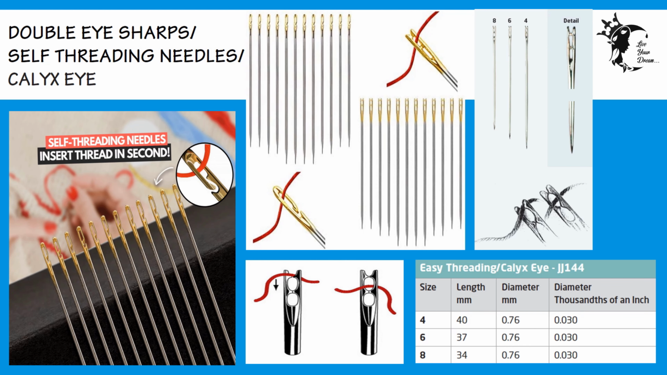Double eye sharp needles or easy threading or calyx eye are pointed needles with a round double eye and a slot able to carry two strands of thread, which minimizes fabric friction. The thread is pressed through the slot at the top of the needle, where it clicks into the slot and remains secure. They are great for doing two colors in a needlework project.